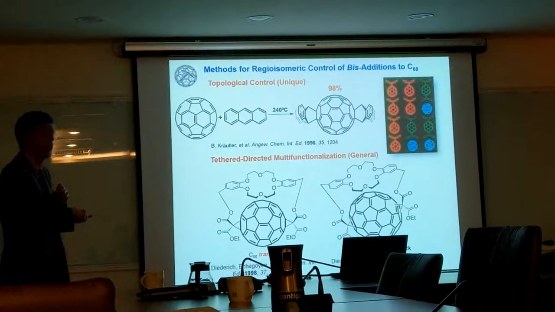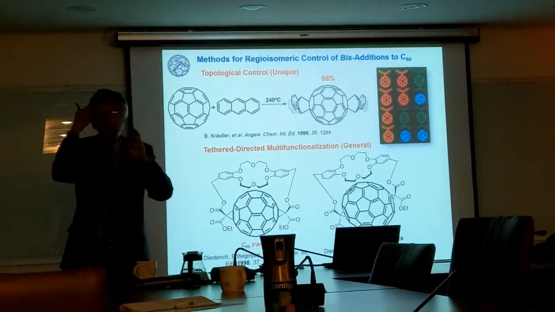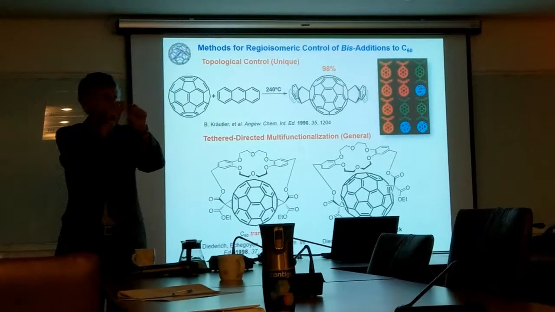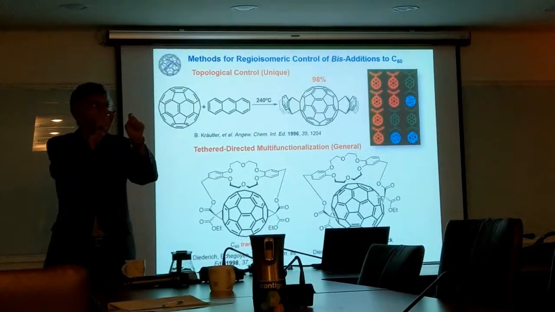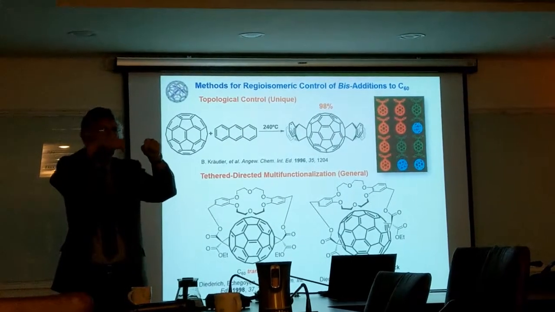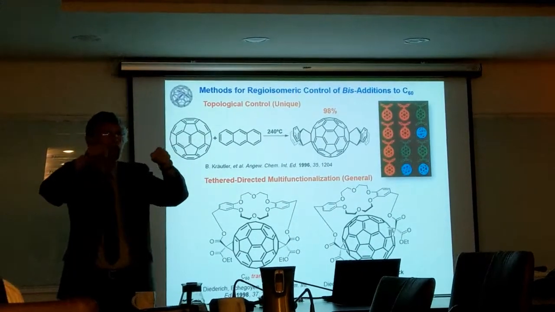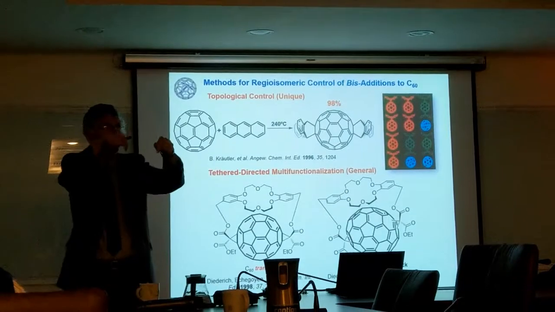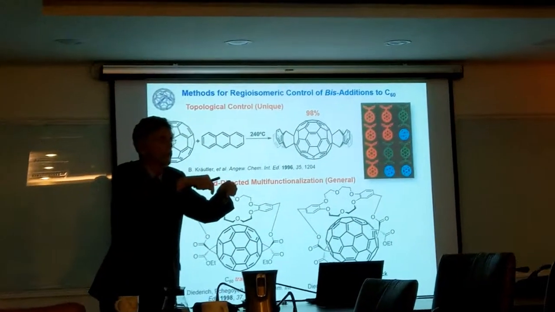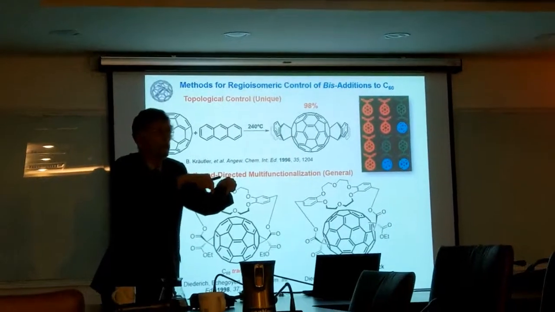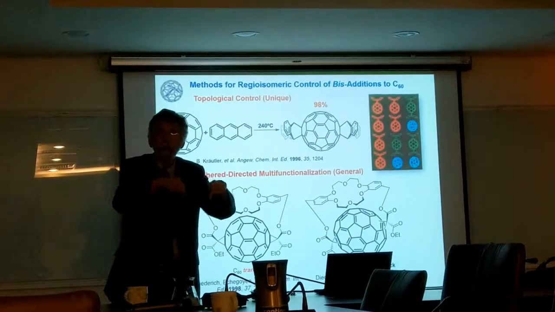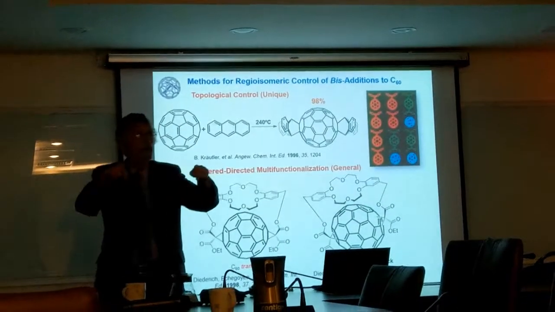This is very general. It's a big word for: you take something, a tether, a piece of something, and you put two reactive groups at the two sides. And you control the size and the rigidity of the tether. By doing so, you can go onto a fullerene and put the two reactive things where you want them, not where they want to go. So you do not get isomerism. You control the isomerism by controlling the tether.